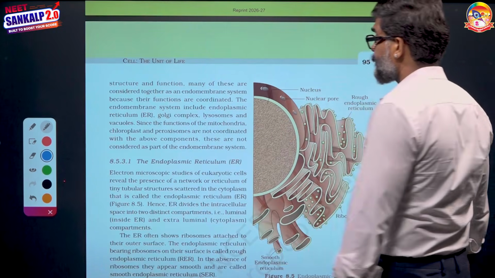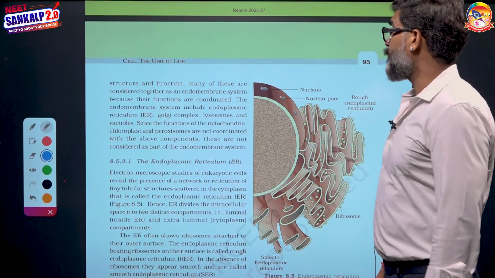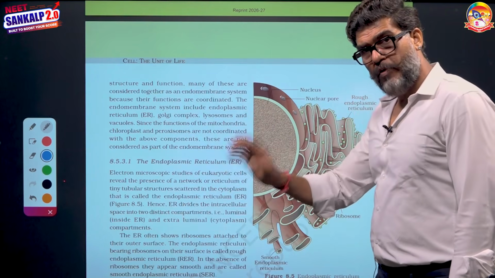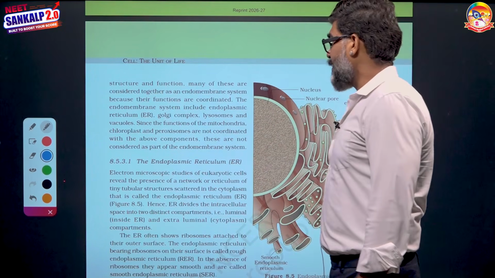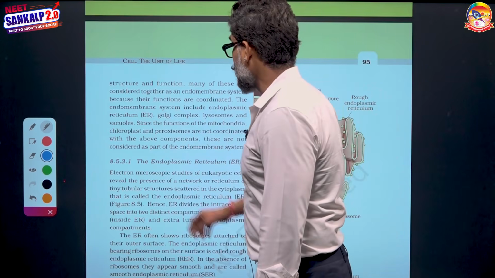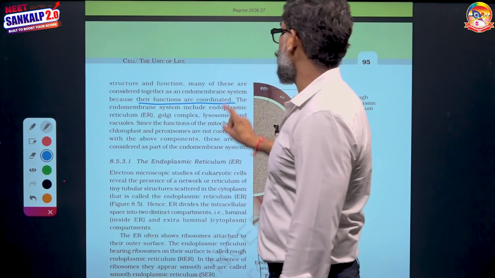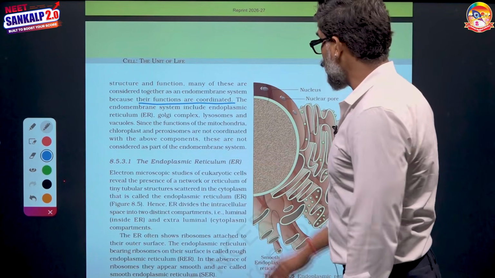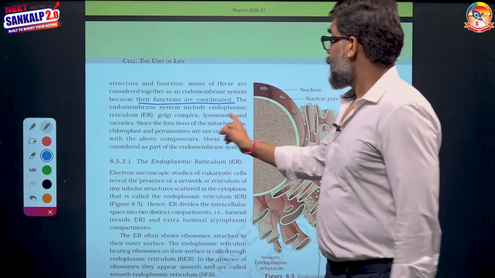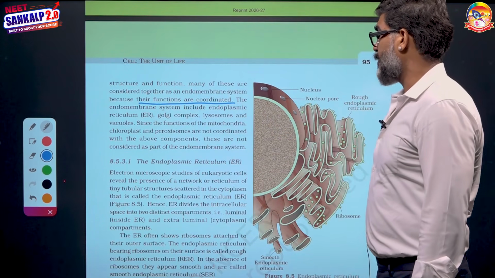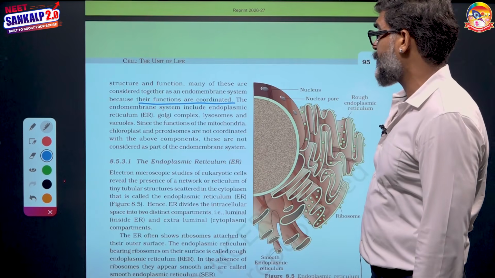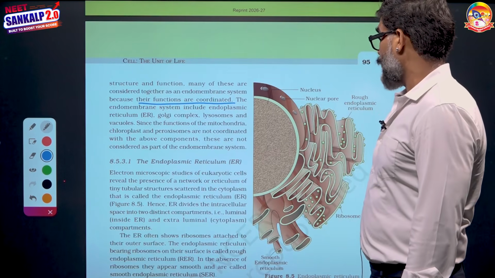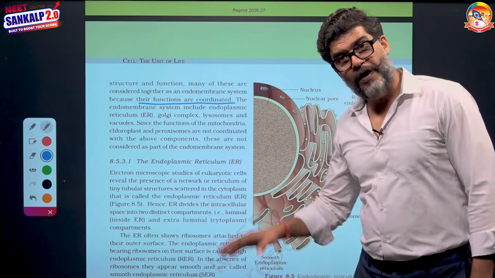Those structures and functions, many of these are considered together as an endomembrane system. Why? Endoplasmic reticulum, Golgi body, lysosomes and vacuoles. Why are they considered to be an endomembrane system? Because their functions are coordinated. Because of this coordinated function, these all four are considered to be the endomembrane system. The endomembrane system includes endoplasmic reticulum, Golgi complex, lysosomes and vacuoles. Since the functions of the mitochondria, chloroplast and peroxisomes are not coordinated with the above components, they are not considered a part of the endomembrane system.